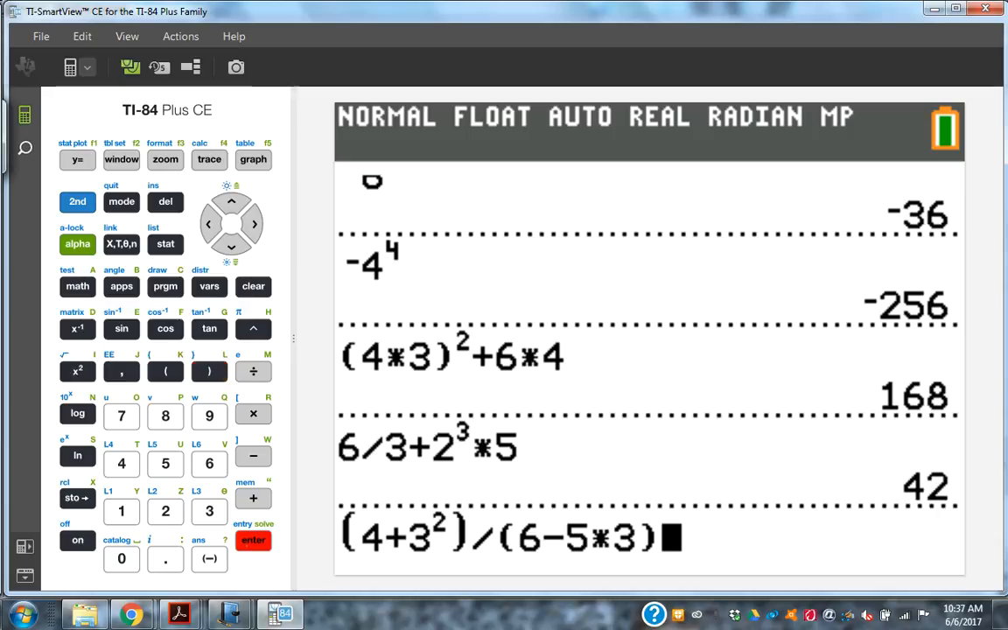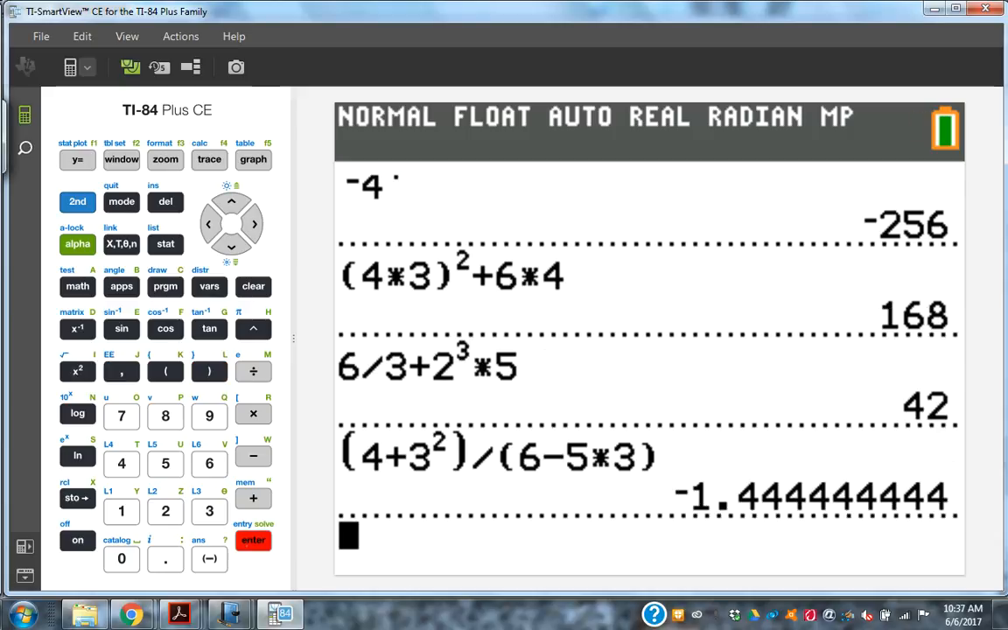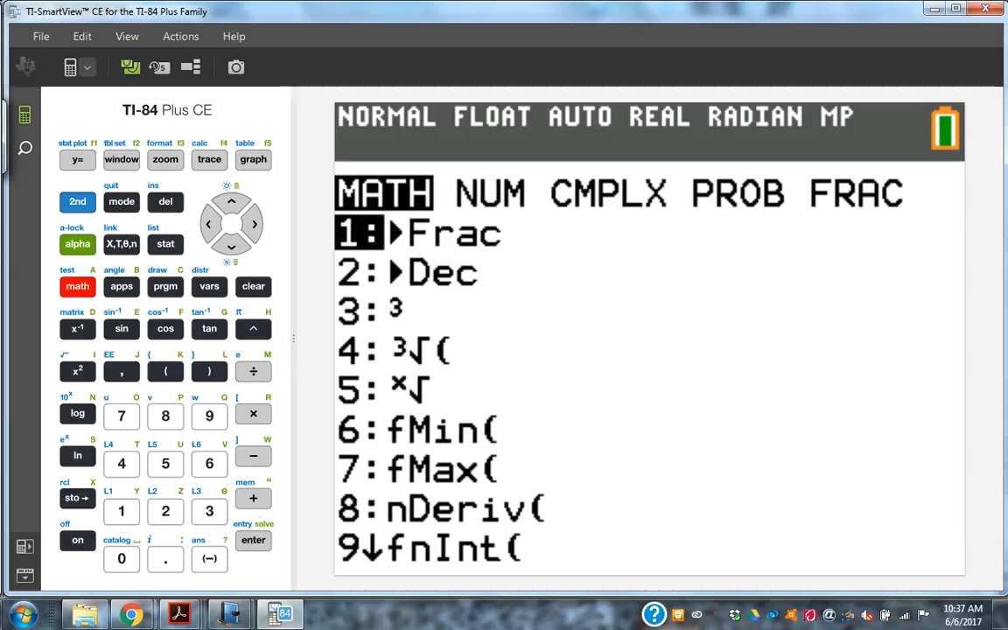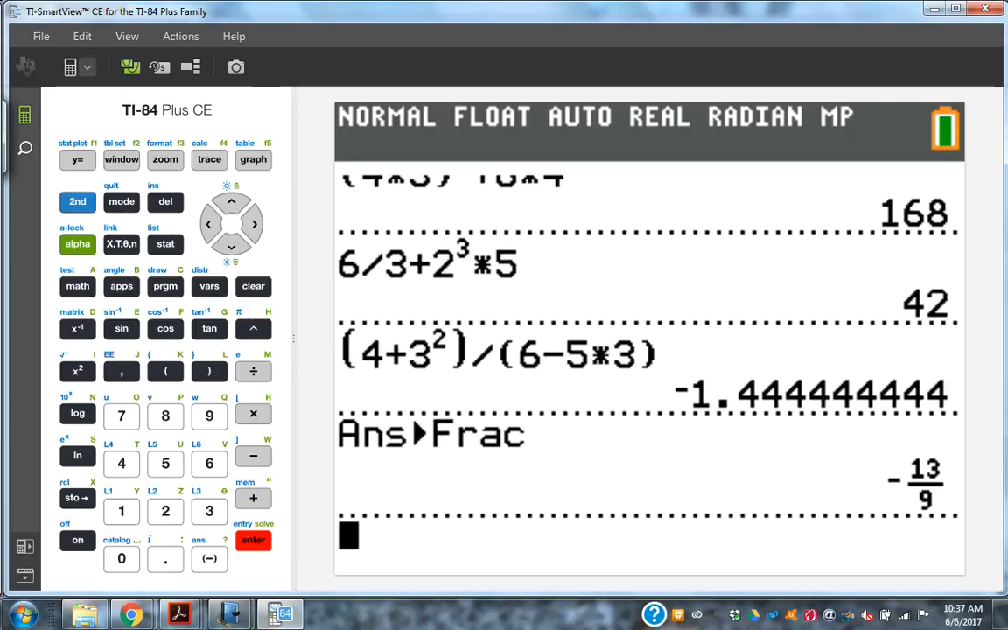Okay, and then I hit enter, and I'm getting this decimal out of that. I don't want a decimal answer. I want a fraction answer. So I'm going to hit math and then enter twice. And that'll turn any answer I get back into a fraction. So math, enter, turns decimal answers into fraction answers.